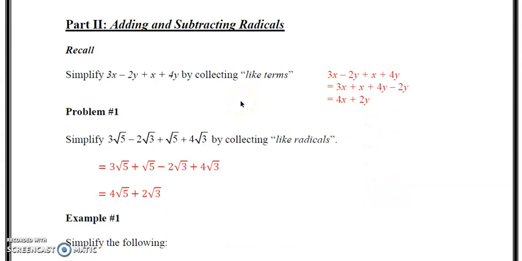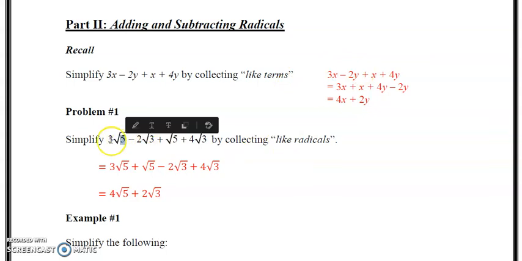Let's look at adding and subtracting radicals. So when we add and subtract radicals, we have to collect like terms. You're familiar with this. You recall if we had 3x minus 2y plus x plus 4y, basically the variable has to be the same, completely the same, and that's the same as the radicals. We call these like radicals.